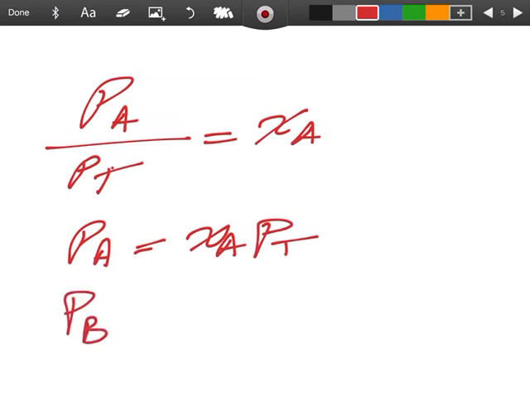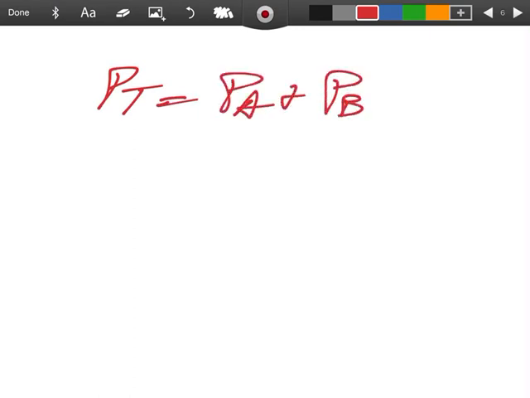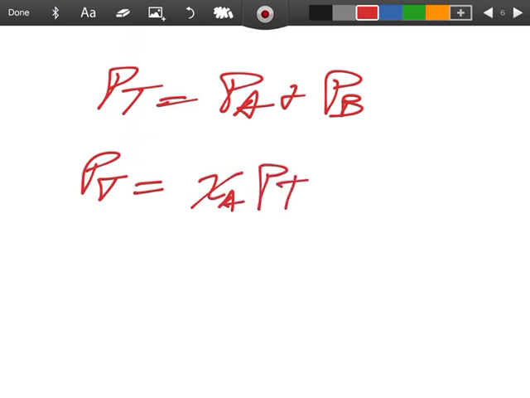And I can mimic this for basically every single other member of the system. For example, if I have PB, this is going to be XB times PT. Any equations that I want to model would basically follow the same model. So if I have PT, and I know that this is PA plus PB, I can also describe PT as the fraction of A times PT plus the fraction of B times PT.